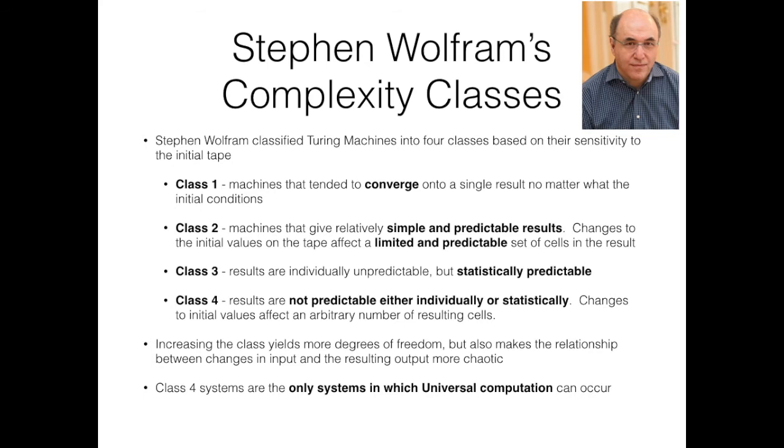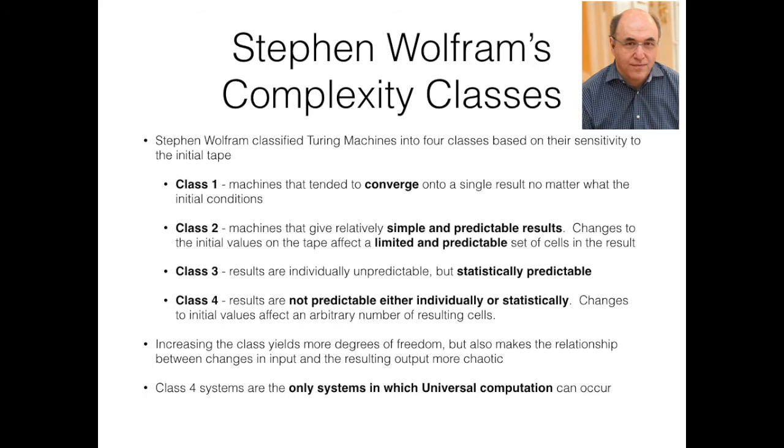And interestingly, it is only in class 4 systems in which universal computation can occur. Okay, so that's very important. You can only get universal computation in class 4 systems, where the mapping between changes in initial values and the changes in the resulting function are not predictable.